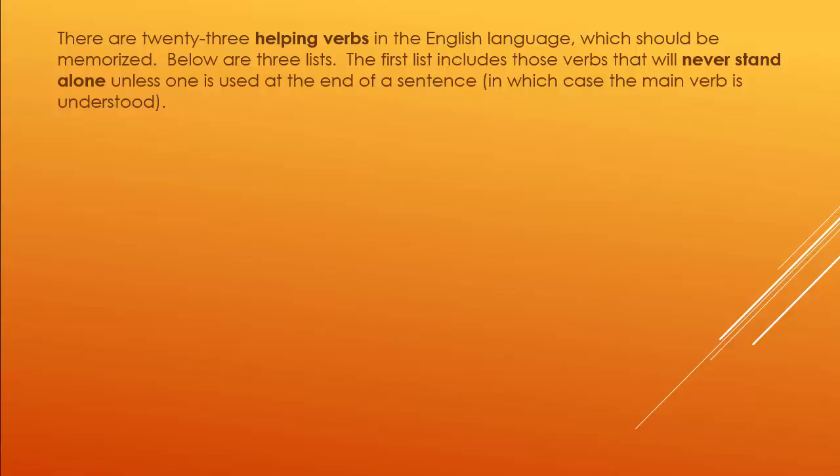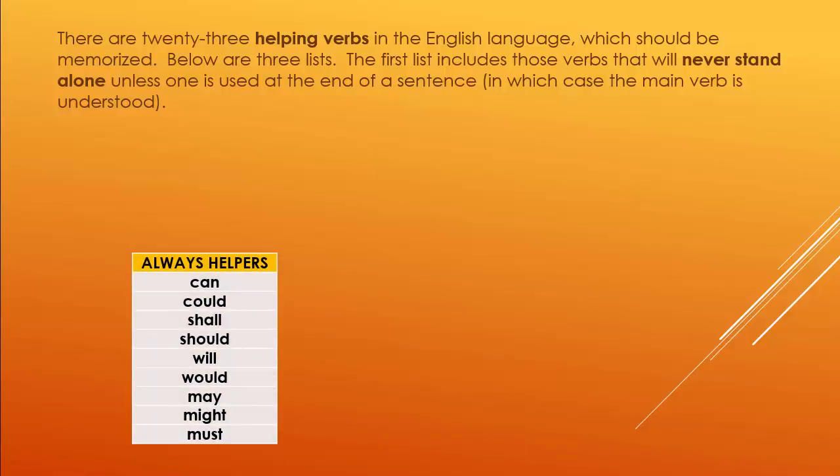There are 23 helping verbs in the English language which should be memorized. Below are 3 lists. The first list includes those verbs that will never stand alone unless one is used at the end of the sentence, in which case the main verb is understood. Can, could, shall, should, will, would, may, might, and must.